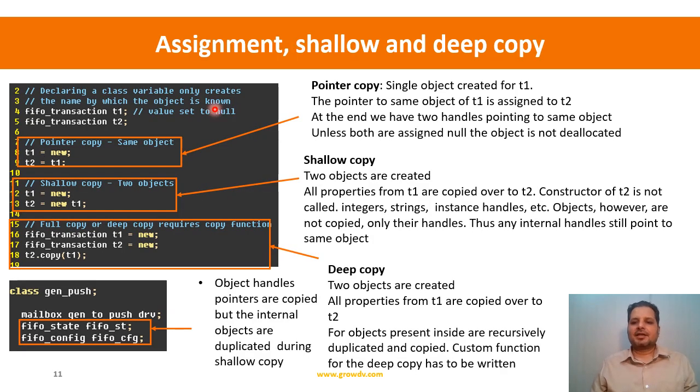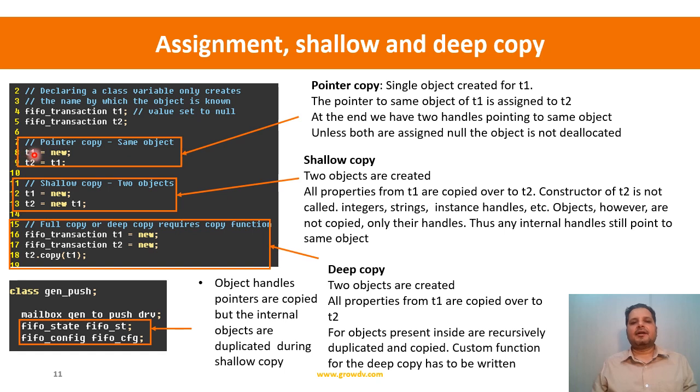Okay, so pay attention. This is an important concept that we are going to look at. When we have multiple handles of a class, we can do different types of assignment. There are 3 types that we can do. We can do a pointer copy, we can do a shallow copy, and we can do a deep copy. Here I have declared 2 handles of FIFO transaction, T1, and then T2. So let's look at what happens in the pointer copy.